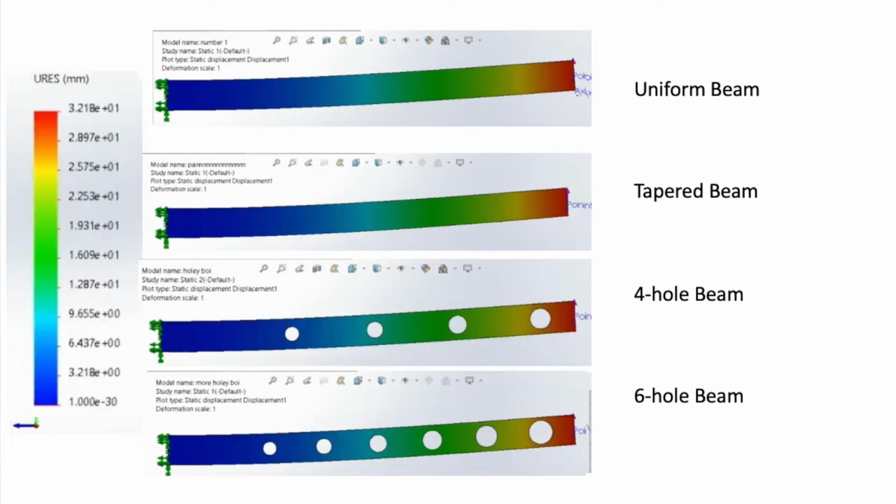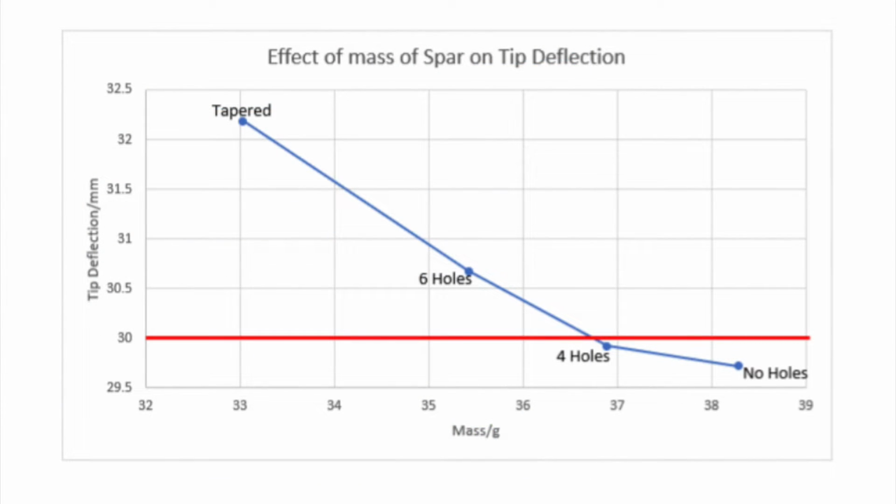The simulation showed that the spar with no holes experienced the least deflection whilst having the greatest mass, and vice versa for the tapered beam. It was concluded that the lower the mass of the spar, the greater the deflection. Therefore, from the simulation, the spar with 4 holes performed best.